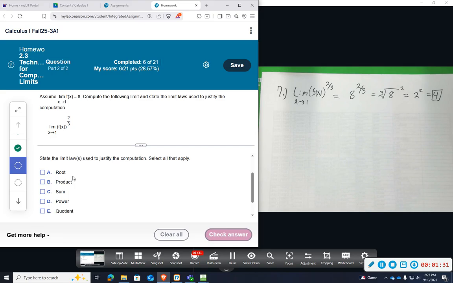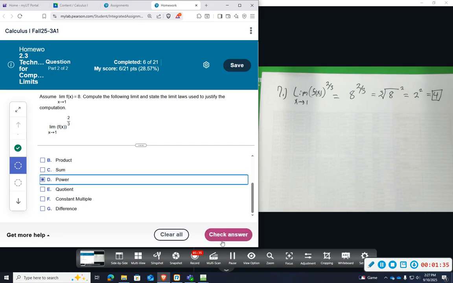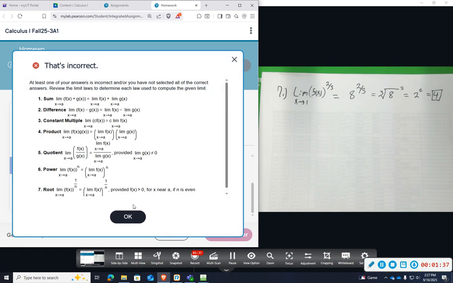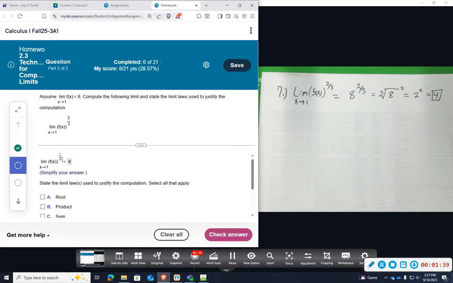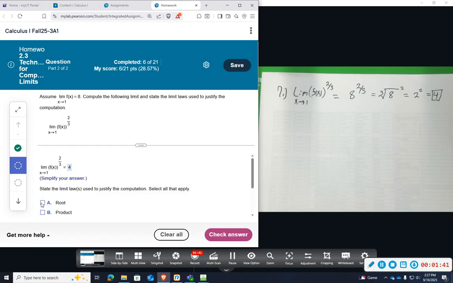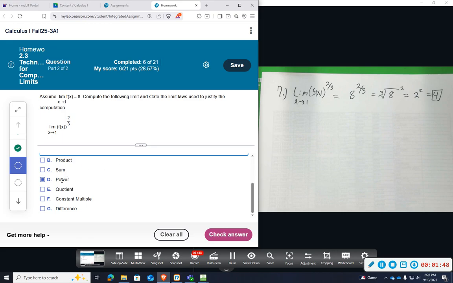And this is due to the power rule. I don't like the power rule, the root, sorry, because we are using the root. Select all that apply. So we have a power and we have a root. I just overlooked the select all that apply.